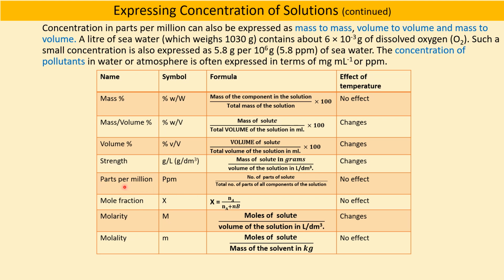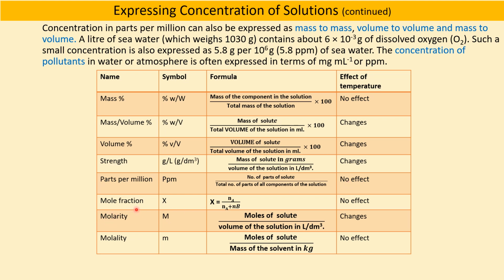The next one is parts per million. Its symbol is ppm, and its definition is number of parts of solute divided by total number of parts of all components of the solution. Please note here, it is only a number in the numerator and a number in the denominator. So ppm is not affected by changes in temperature.